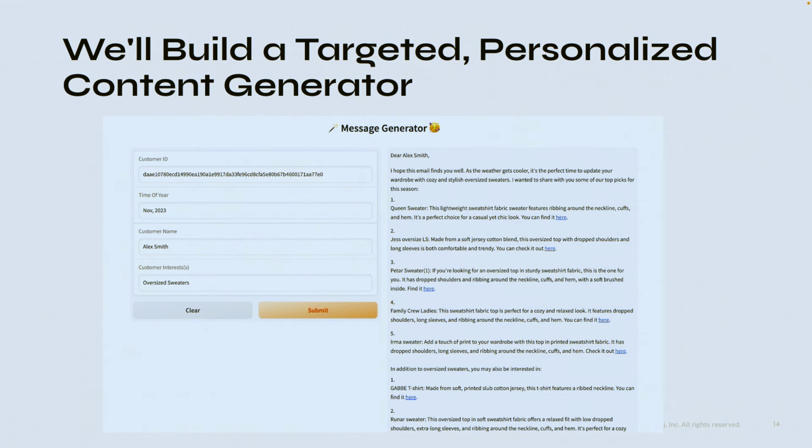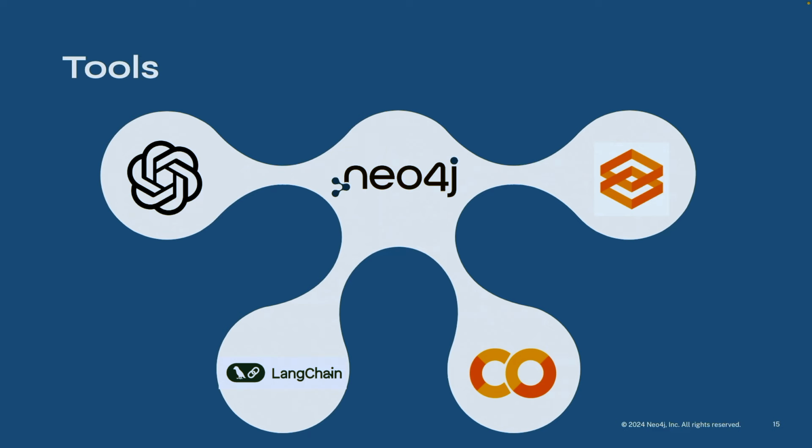So this is what we're going to build today. It's a little Gradio app where basically we're going to enter in some customer information, their ID, a time of year, and some of the things they're interested in, and we're going to generate an email that provides various recommendations to that customer. So imagine you're trying to create targeted marketing content or whatever it may be. This is sort of an example of how to do that.